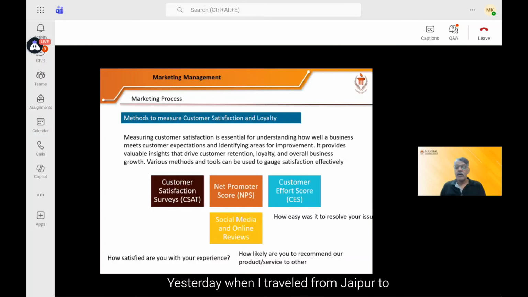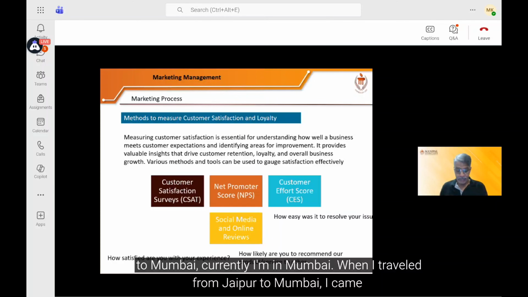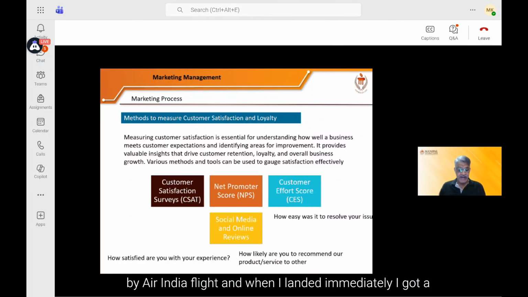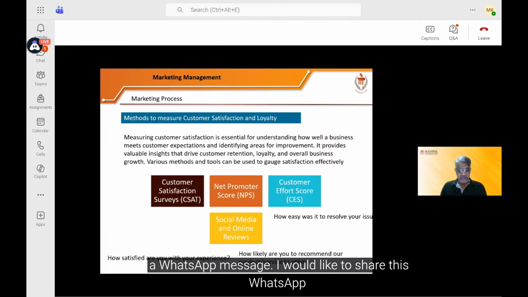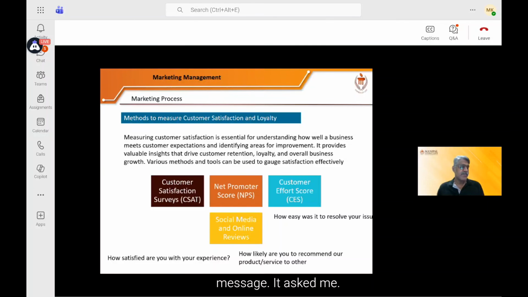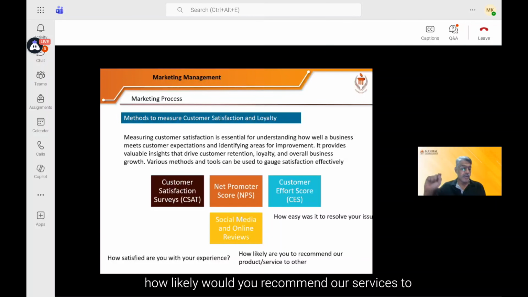Yesterday, when I traveled from Jaipur to Mumbai, currently I am in Mumbai, I came by Air India flight. When I landed, immediately I got a WhatsApp message. I would like to share this WhatsApp message. It asked me, rate your experience on your recent trip. The first question asked was: how likely would you recommend our services to your relatives? This is what is called net promoter survey.